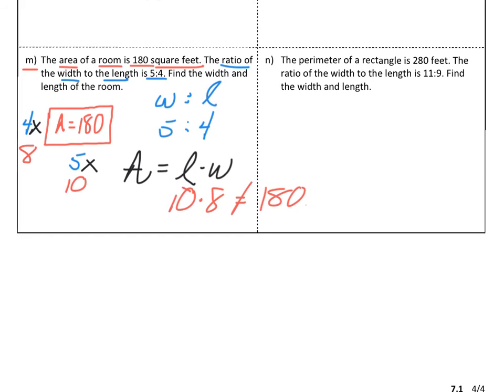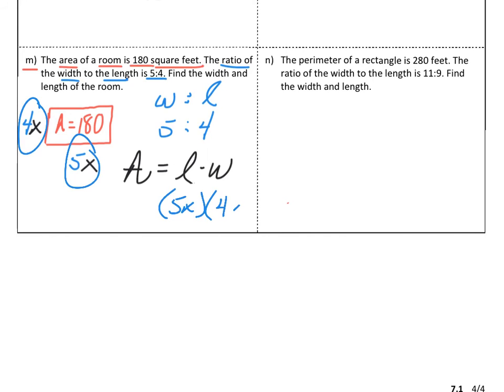This does not. So instead of guessing and checking, since it's a multiple, I'm going to use what I wrote here, 4x and 5x. So that means it's going to be 5x times 4x. And I already have my area. They told me it's supposed to work out to be 180.